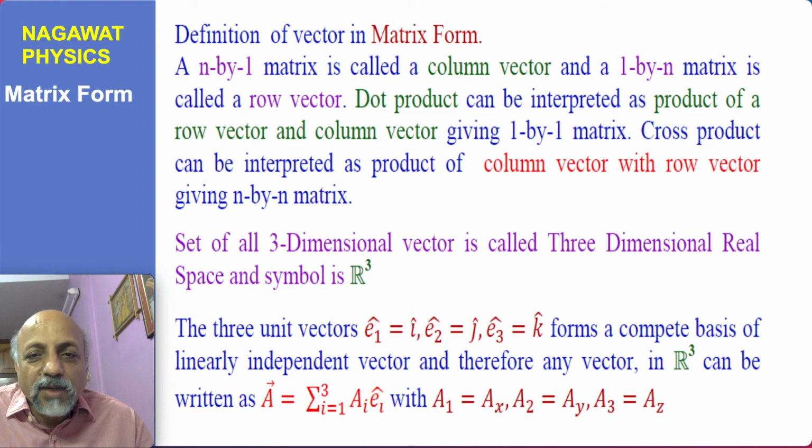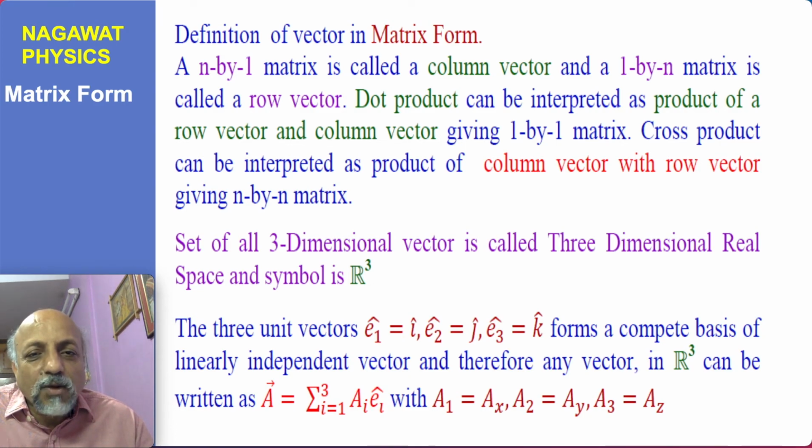I am not explaining matrix multiplication here, but if you know matrix multiplication, then you know that by taking the product of a 1 by n and an n by 1 matrix, you will get a 1 by 1 matrix, a number, and that is how the dot product is defined when you express a vector in matrix form.